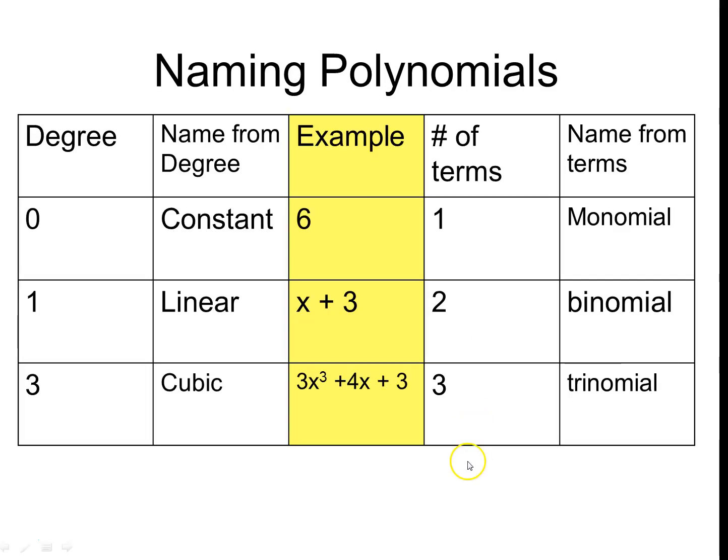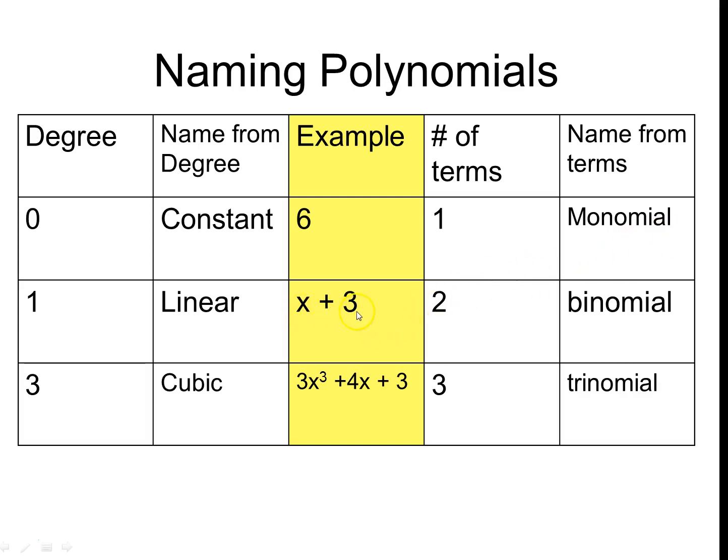So let's glance over a couple of quick things just to review. Let's say I have 6. That's all I have is a 6. What is the degree? Well, it's 0 because there's no variable. There is no variable. So the degree is 0. So this is a 6. It's a constant. I also need to think about how many terms there are. Well, there's just one. There's just a number, so that's a monomial.